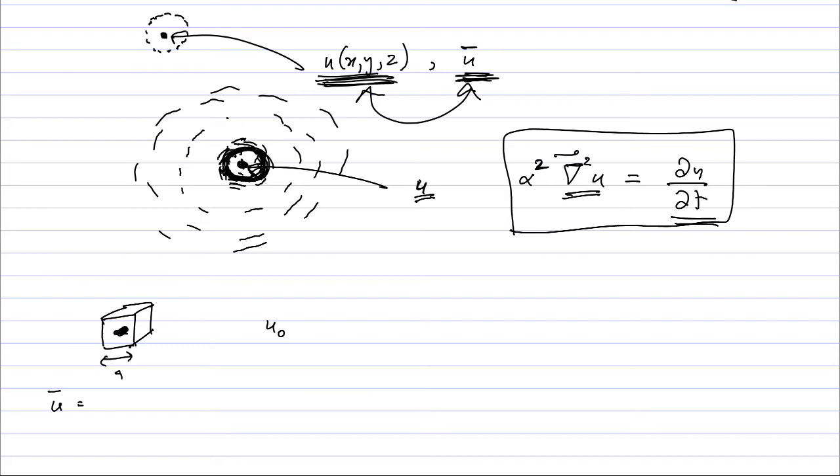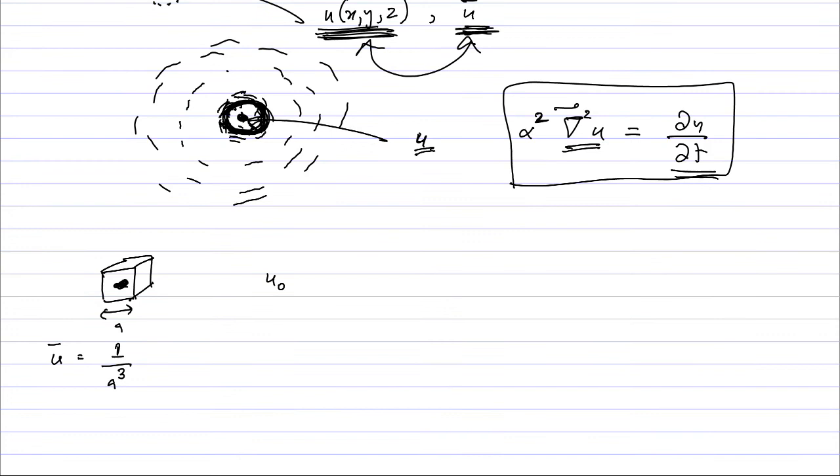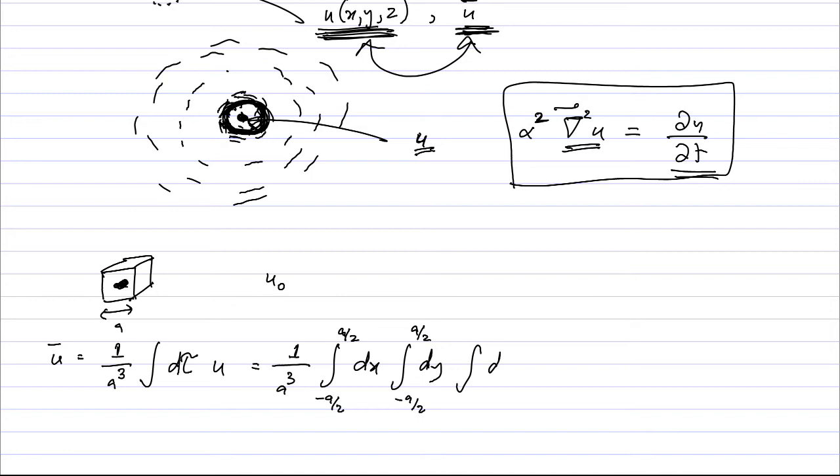So U bar is going to be equal to, since we are taking the average value of u over this cube, you have to divide by the volume of this cube, and then you have a volume integral. So you integrate over the volume of this cube of u. Just writing out the triple integral, this will be the integral dx from minus a by 2 to a by 2, dy from minus a by 2 to a by 2, dz from minus a by 2 to a by 2, of u.